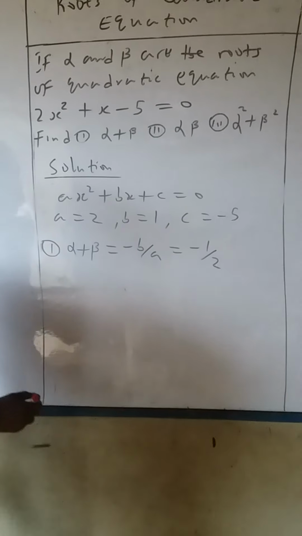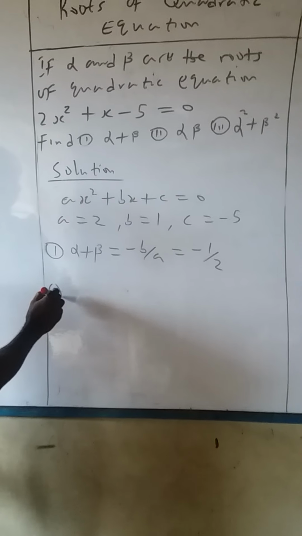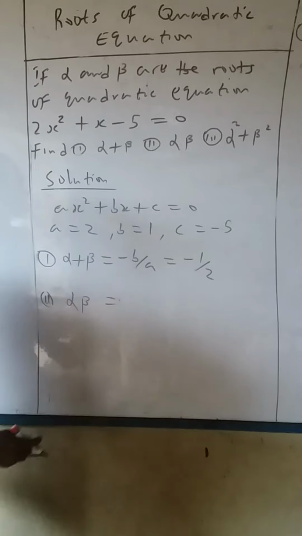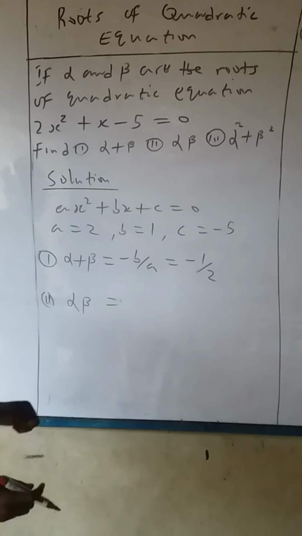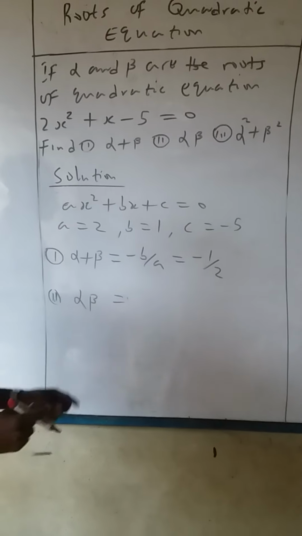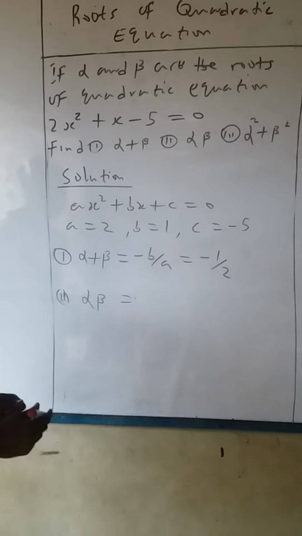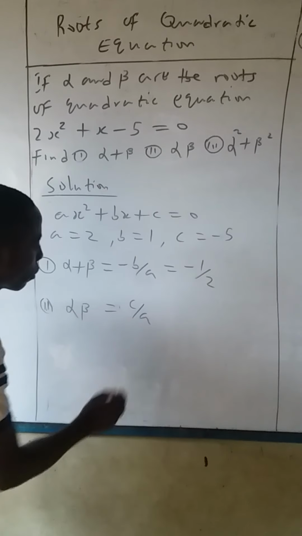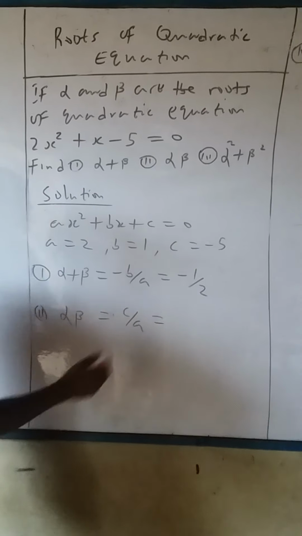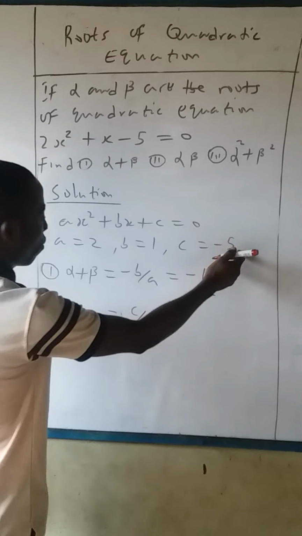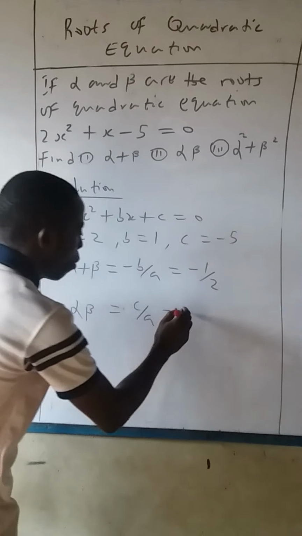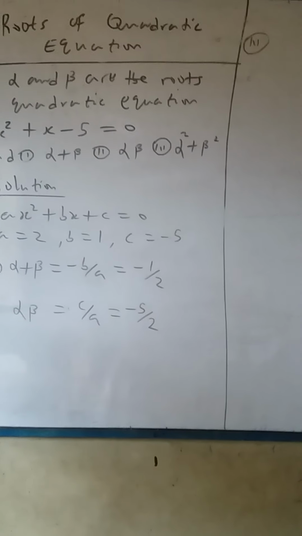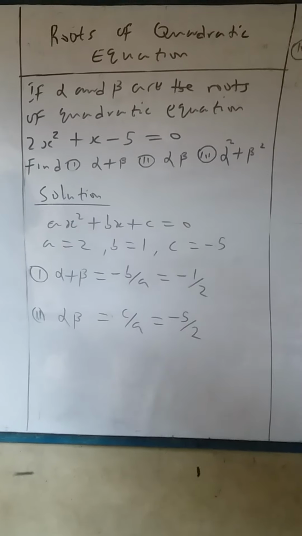For the second question, that is alpha beta, alpha beta happens to be the product of the two roots, and the product of the two roots is given as c over a. Our c is minus 5 and a is 2. Then we have minus 5 over 2. That is for questions 1 and 2.